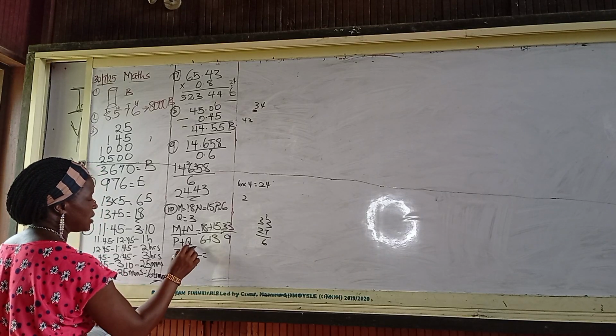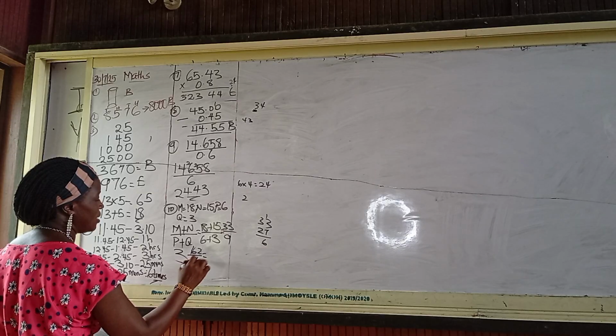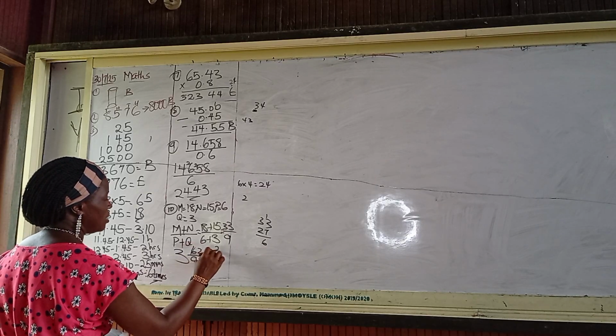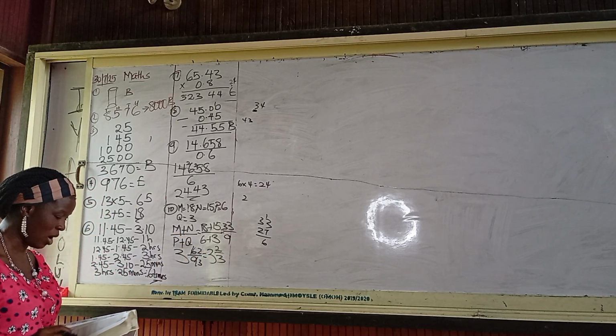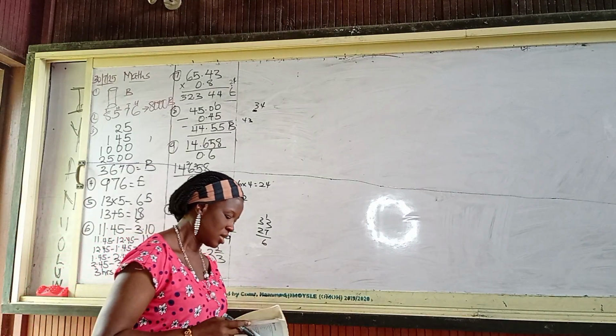You can still cut it. 3 can go here 3. 3 can go here 2. 3 here 3. So we are having 3 whole number, 2 over 3. So our answer there is 3 whole number, 2 over 3.